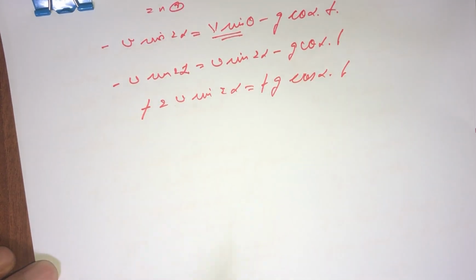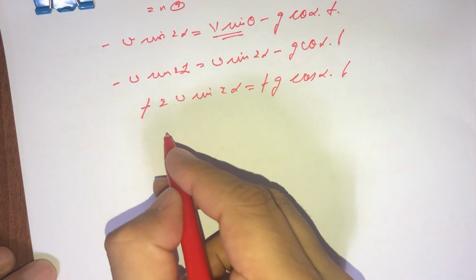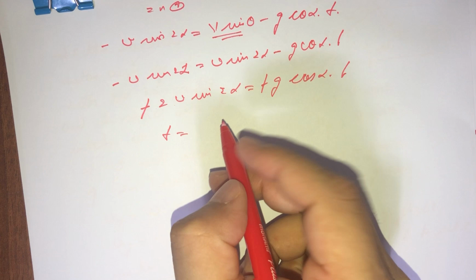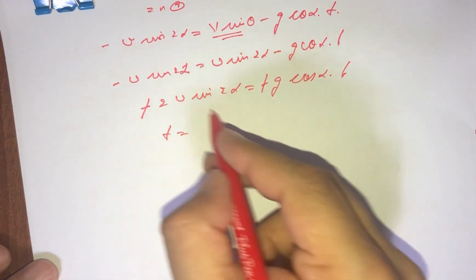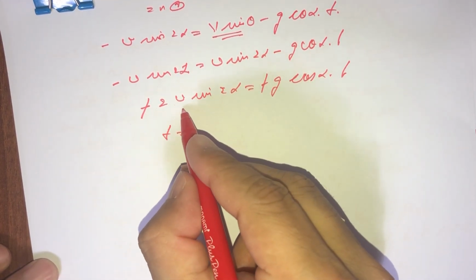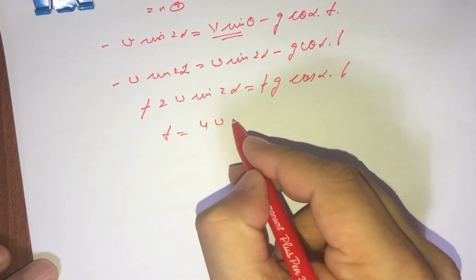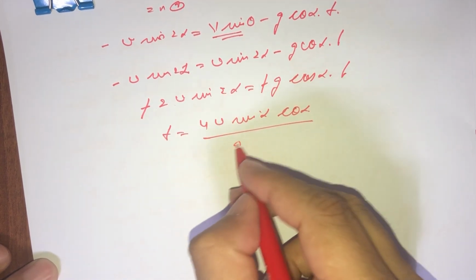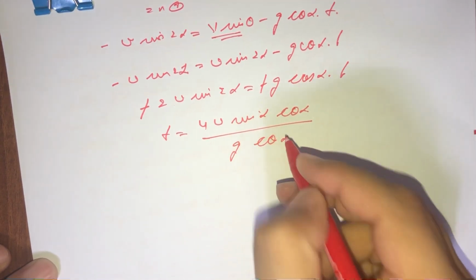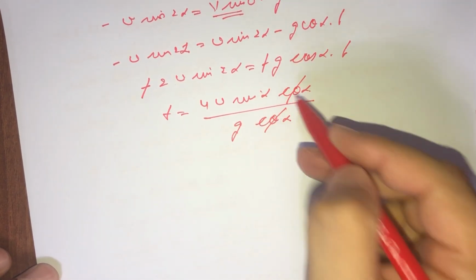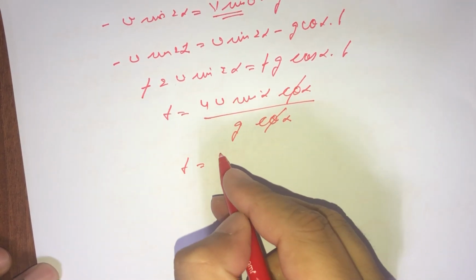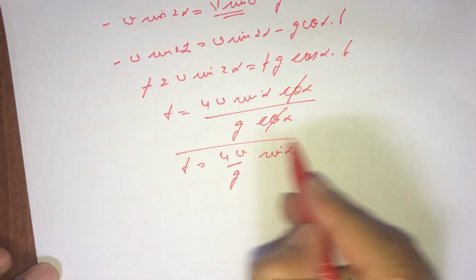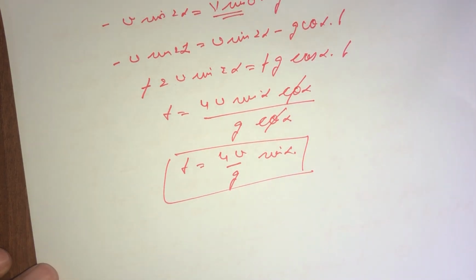Minus goes out with minus, and we will get t is equal to, we can open sine 2 alpha also, so this will be coming as 4v sine alpha cos alpha divided by g cos alpha. Cos alpha cancels out, so we get t is equal to 4v divided by g sine alpha. This is the time.